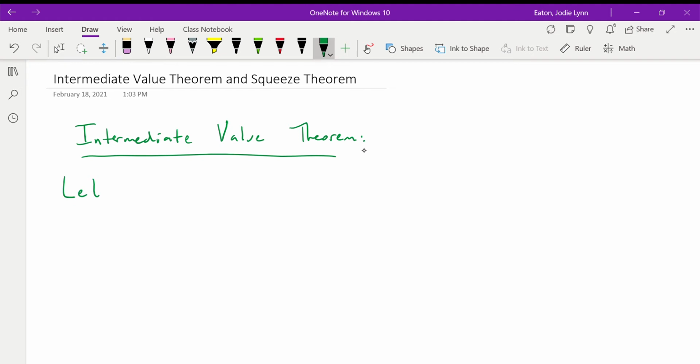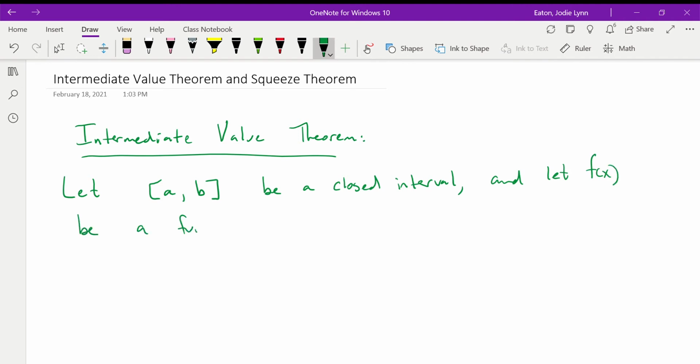Let [a, b] be a closed interval, and let f of x be a function that is continuous on [a, b]. So using, from the last lesson, our definition of what it means for a function to be continuous on a closed interval.